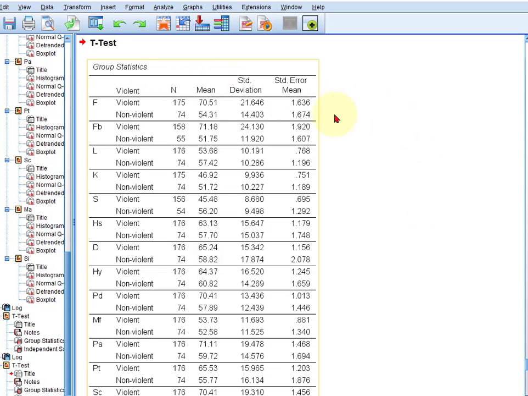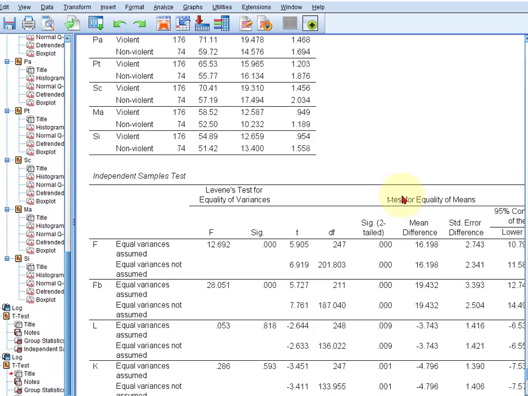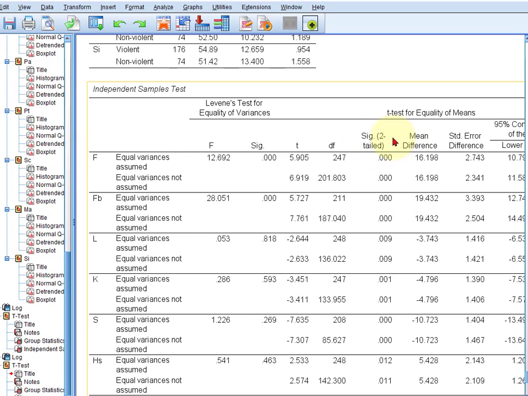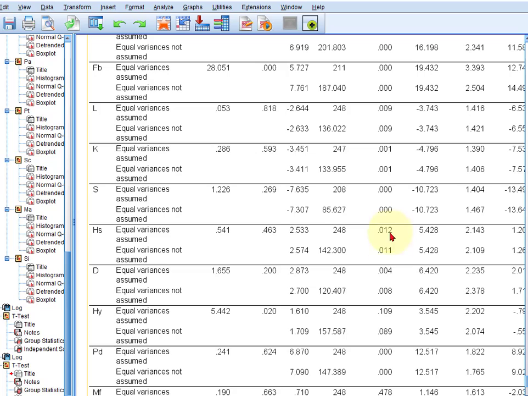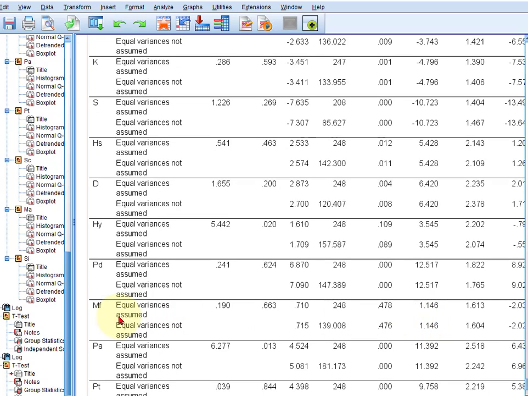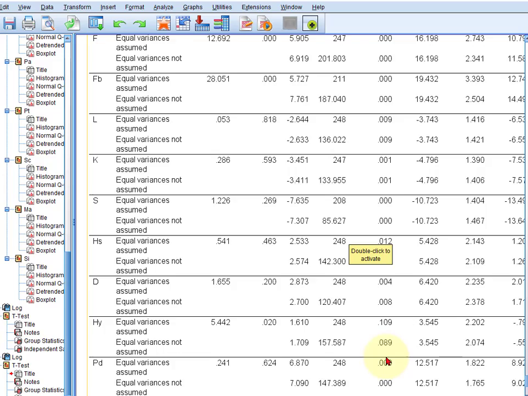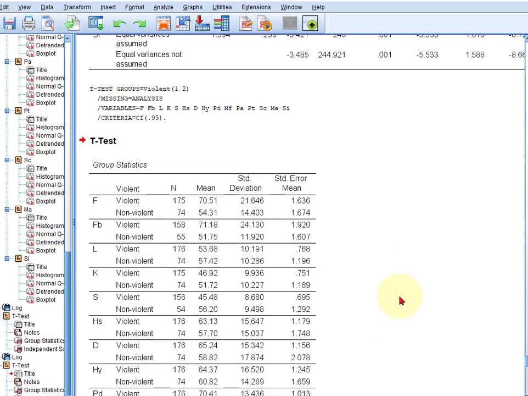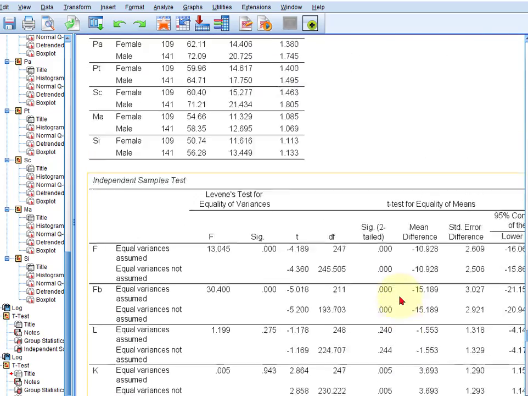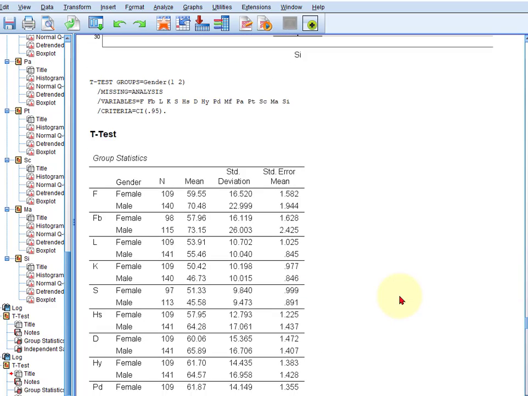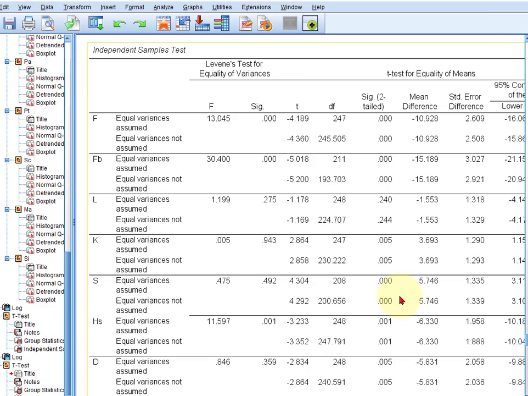So here's the violent and nonviolent. Same thing, we're going to look at the sig values. And they're all significant except for HY and MF. And this last one, SI, is pretty dang close. You could call it borderline significant. So in other words, you got significance between the groups all over the place. Now, let's do the test that we should do.